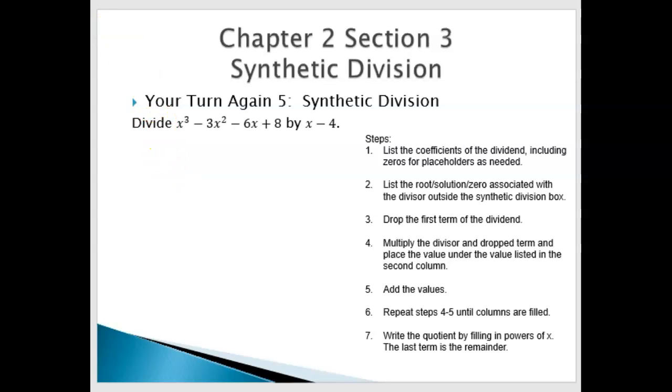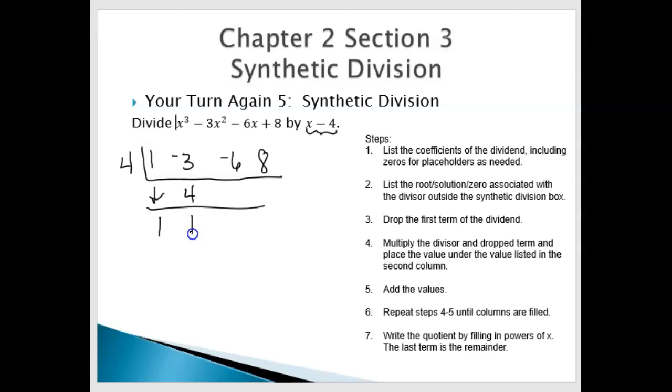Okay, welcome back. I'm going to go ahead and work this one out step by step with you. So inside the division box, we are going to have a 1 for my 1x cubed, negative 3, negative 6, positive 8, no placeholders there. We have all of our terms accounted for. Then my x minus 4 divisor is going to turn into a positive 4 as a divisor for my synthetic division. Drop the 1. 4 times 1 is 4.